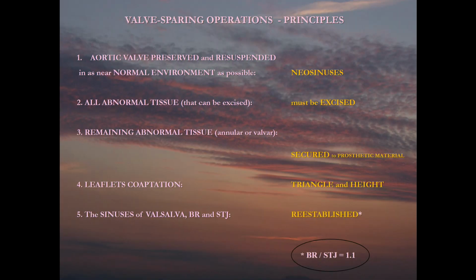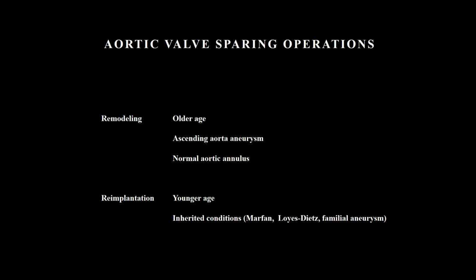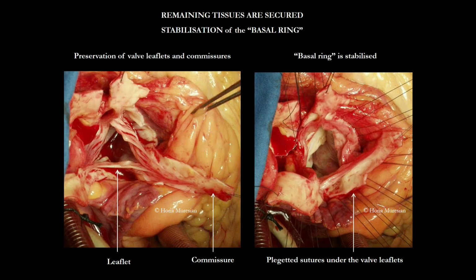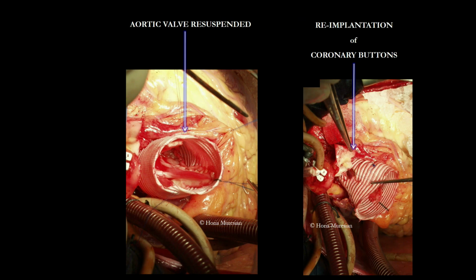From all the details presented so far, it is evident that valve-sparing operations must include the creation of neosinuses, the excision of all diseased tissue or its securing to prosthetic material, while ensuring the triangle and the height of coaptation, and restoring the basal ring and the sinotubular junction. The well-known types of operations are the remodeling and the reimplantation, each with its advantages, limits, and particular indications. A David procedure is offered as an example in these slides, with resuspension of the aortic valve and reimplantation of the coronary buttons.